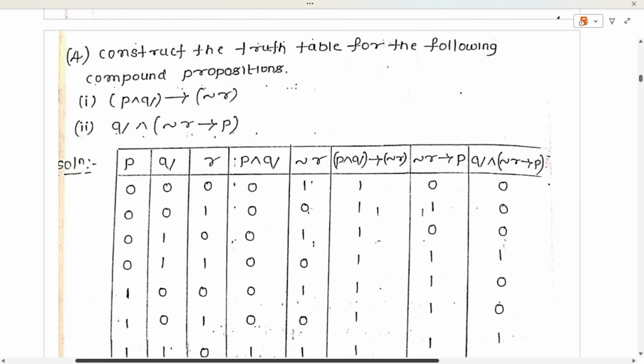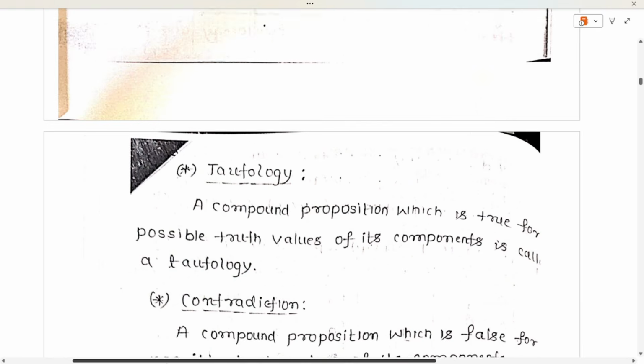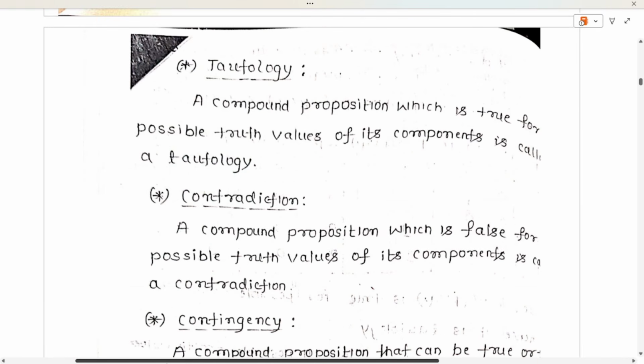And this is also the same: you have to construct the truth table for p and q, then the biconditional, negation, r. Okay, and the second problem also. Next comes tautology, contradiction, contingency and all.